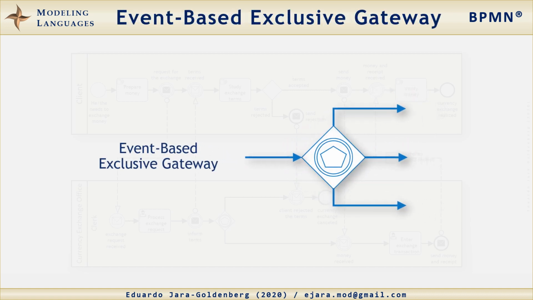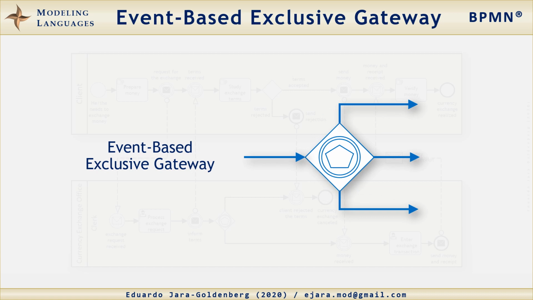An event-based exclusive gateway has 2 or more outgoing paths. Each path is guarded by an event. The process waits until any of the events is triggered. Then the process continues through the path that follows the triggered event. All the remaining paths are discarded.